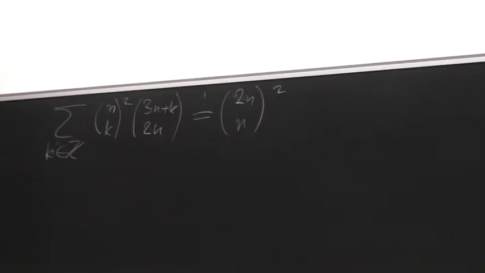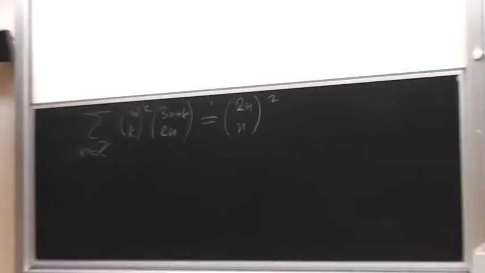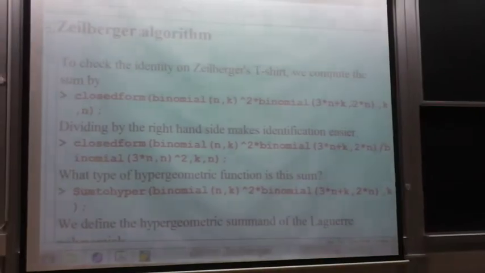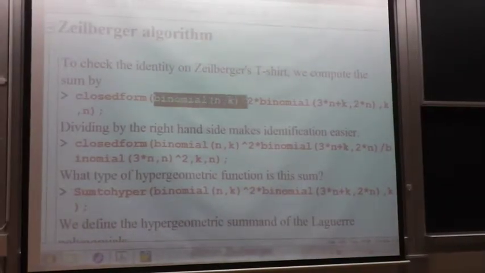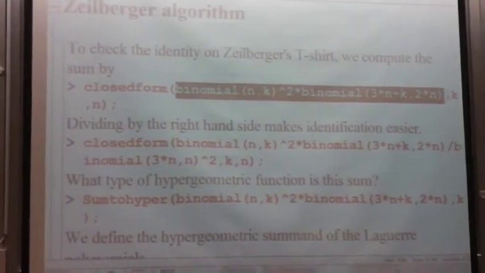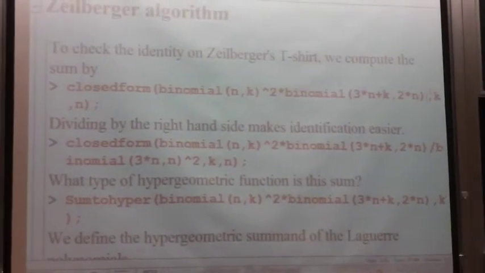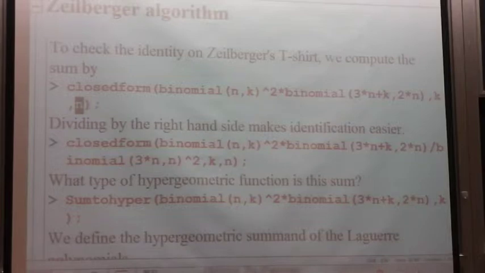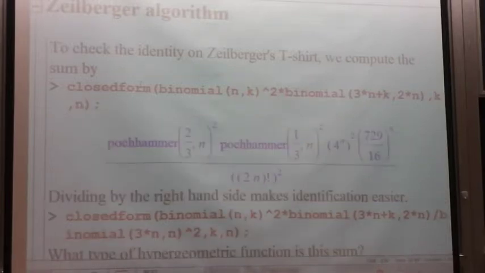But I want to put it like this because that's what I have done in Maple now, so I don't want to do differently from my Maple. So let's do this with Maple. First of all, here is the input: binomial n k squared times binomial 3n plus k 2n. And this is our left-hand summand. We sum with respect to k, and we would like to find a formula using Sn. If we do this, then closed form will find you a formula, if first order recurrence is the output of his algorithm.